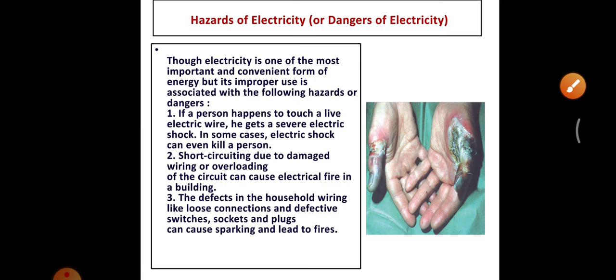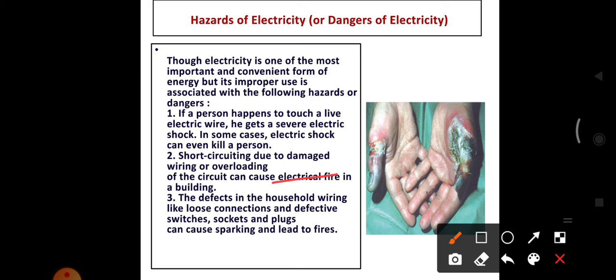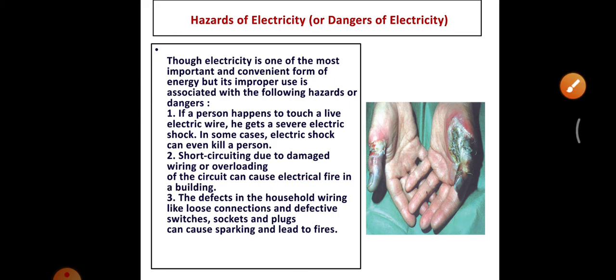Short circuit due to damage to wiring or overloading of the circuit can cause electrical fire in a building. So, due to the short circuit or overloading, the fire may occur. So, you have to use the proper connection and give the proper fuse. Avoid short circuit and overloading.